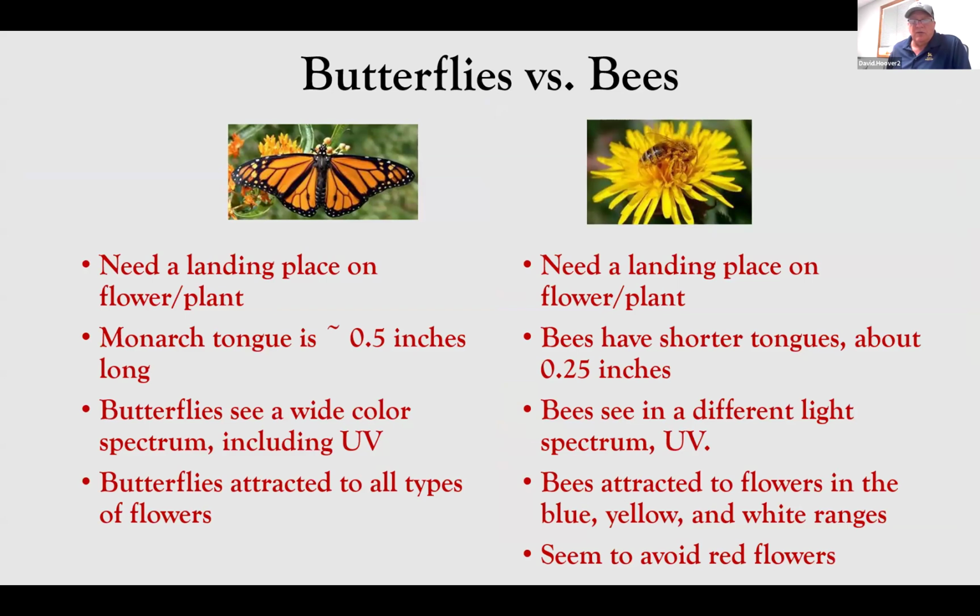They don't see in the same color range. Butterflies have a wider spectrum, and it includes the UV. Butterflies are attracted to really all types of flowers, and bees are more attracted to the flowers in the blue, yellow, and white ranges, and they seem to avoid red flowers. Now, butterflies love red, but that doesn't mean you shouldn't plant things like cardinal flower. It just means don't expect to see bees hovering all over them.